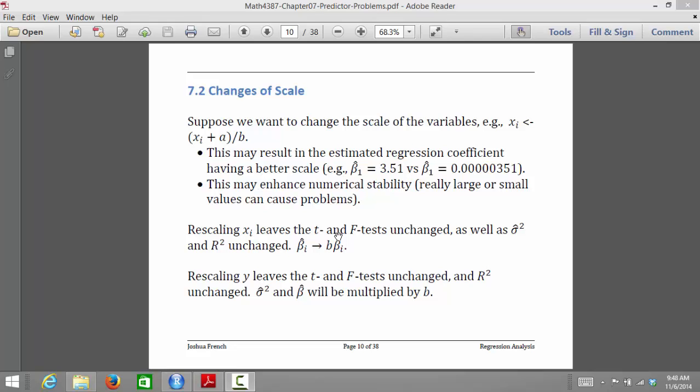If you rescale the response, it's also going to leave the T and F tests unchanged. R squared is going to be unchanged, but both the estimated variance of our errors and beta hat are going to be multiplied by a value of B. So both the estimated variance and the estimated regression coefficients are going to get scaled by B, the value that we scaled by.